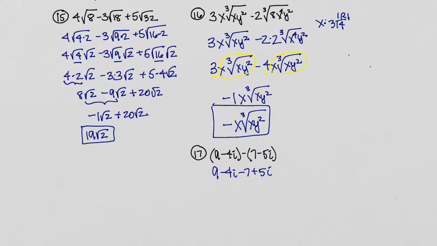And then we've got 9 minus 7. That'll give us a 2. And then we've got negative 4i plus 5i. Well, negative 4i plus 5i is just 1i, or just i. There we go. So if we take this complex number, subtract this complex number, we get this complex number.